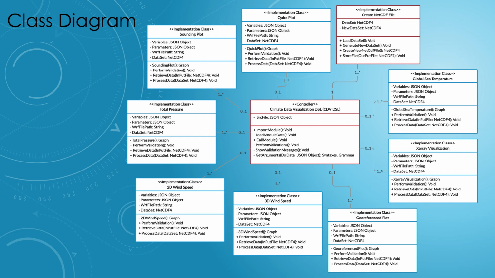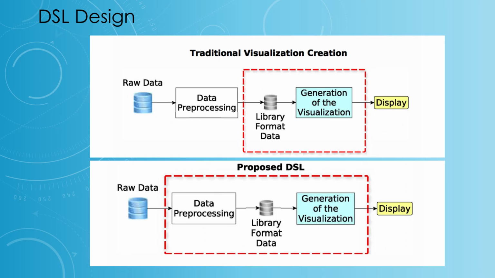Here's a class diagram. In the class diagram, the main thing is the climate data visualization DSL controller, which handles all the modules and the compilation, and is the heart of the DSL. The rest are all the modules. Each has its own functionality and methods. This is how the class diagram looks. So this is the DSL design.